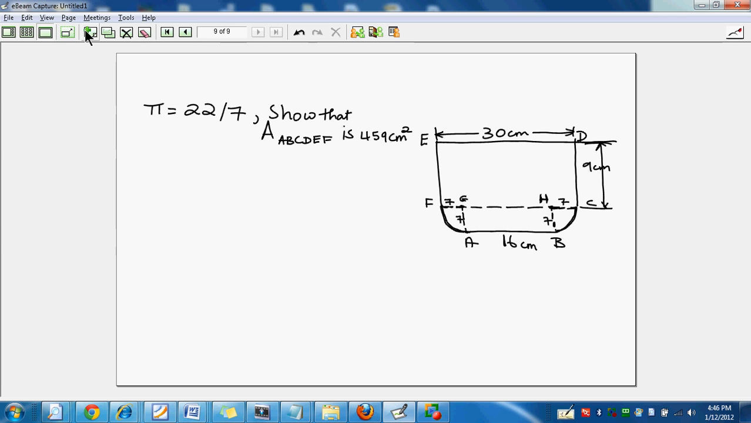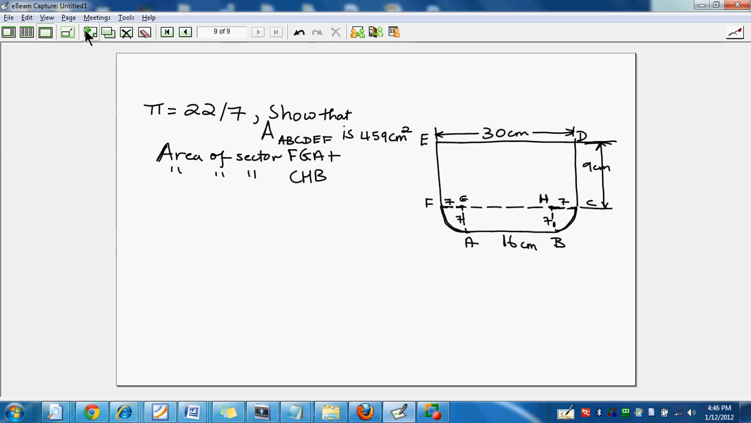And then another shape will be that of the sectors FGA and CHB. Those two sectors are all important. So let us find the areas of the sectors. Let's get that out of the way first. So we're going to find the area of sector FGA, and also we will find the area of sector CHB. We'll do that one time. So FGA and CHB, we'll find those two areas.